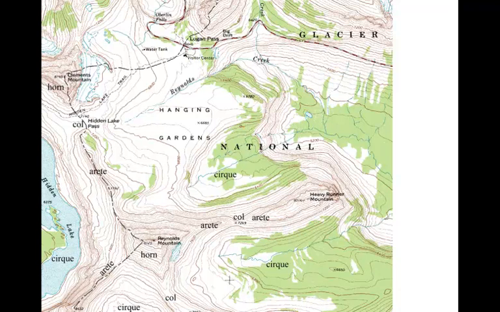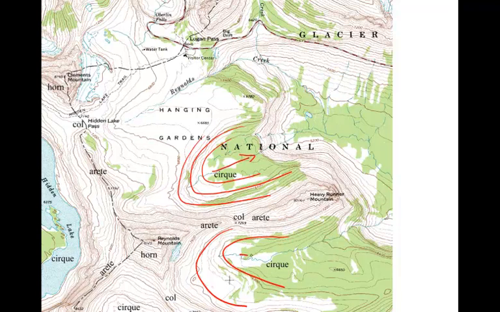Most notable is the cirque. A cirque is a broad, bowl-shaped depression eroded into the mountainside by an alpine glacier. There are many fine examples of cirques in the map area. And you recognize the cirque by having U-shaped contours that are open in the down glacier direction.